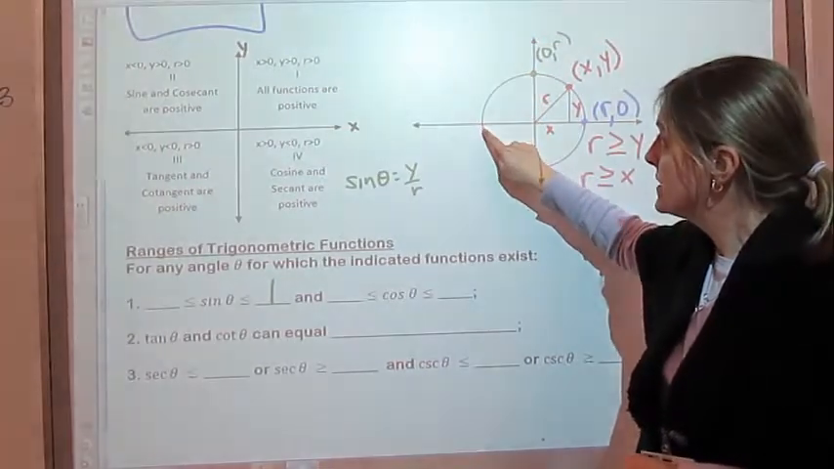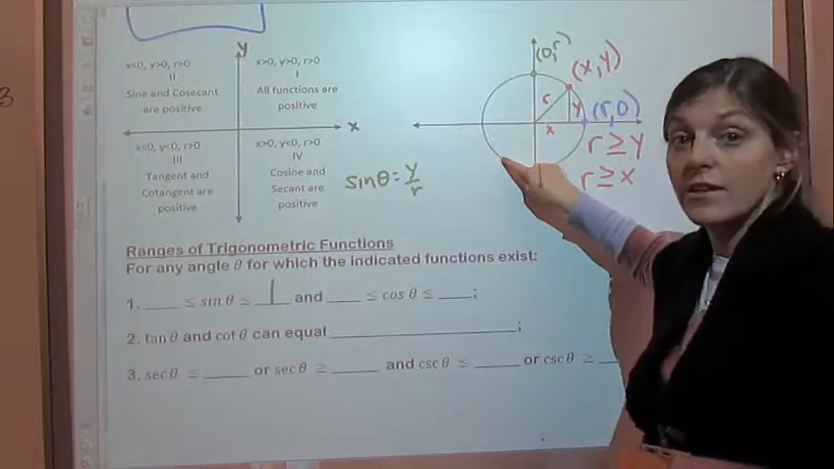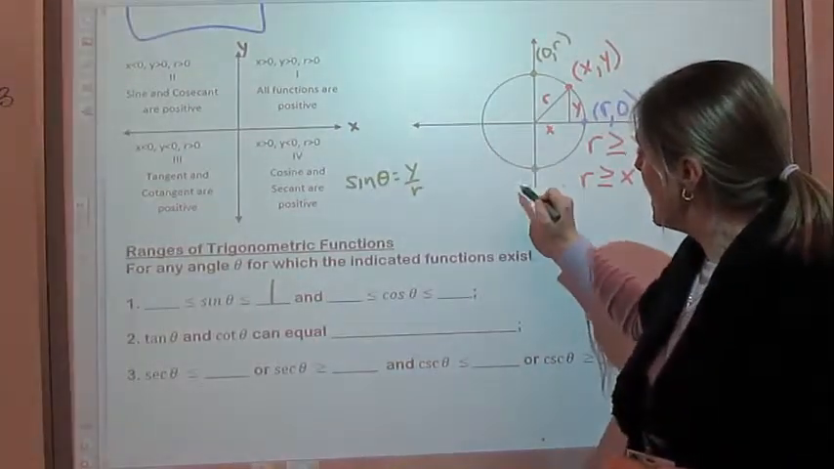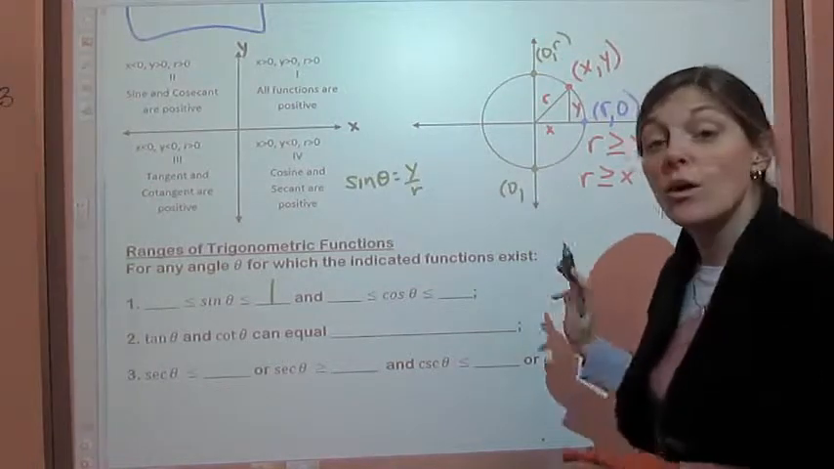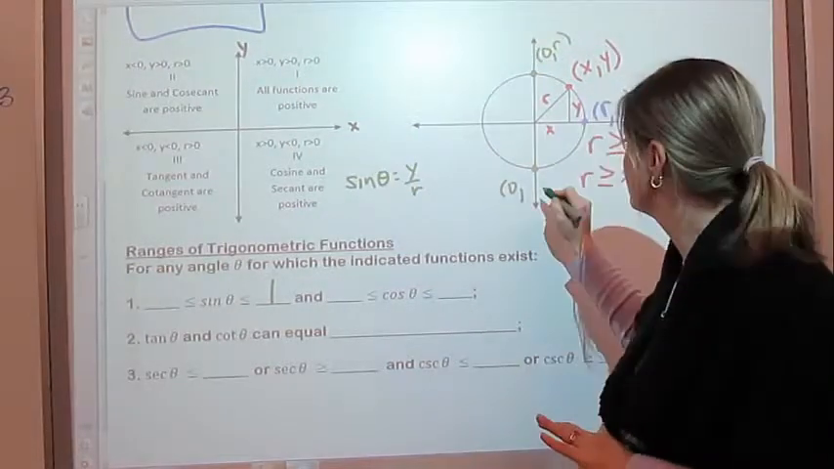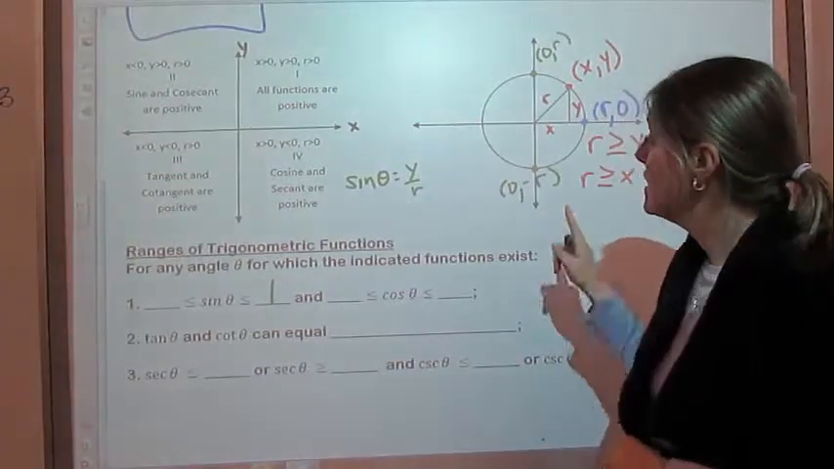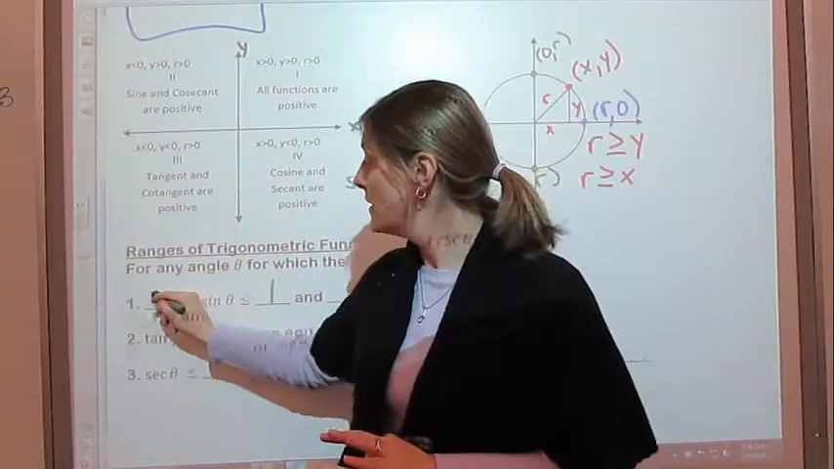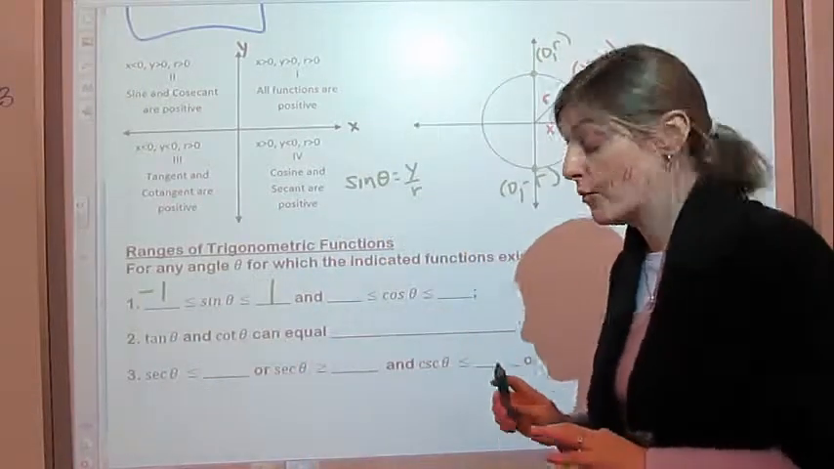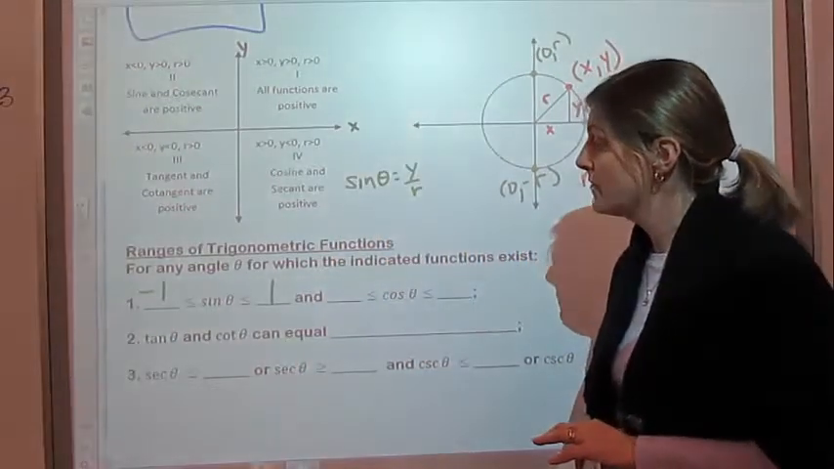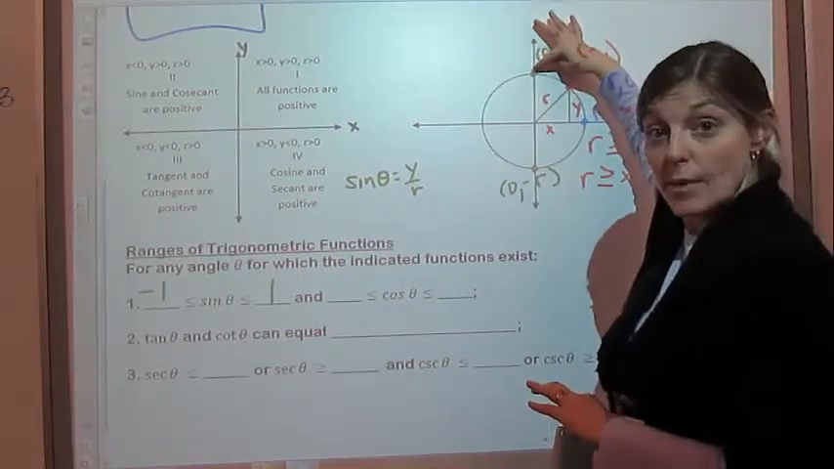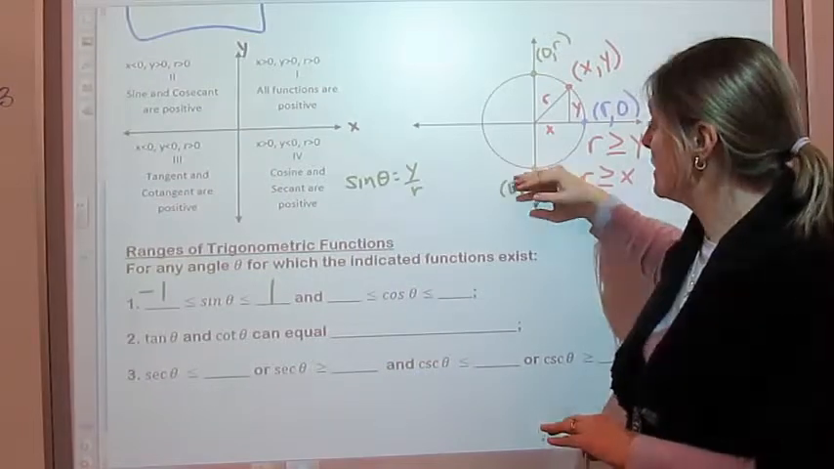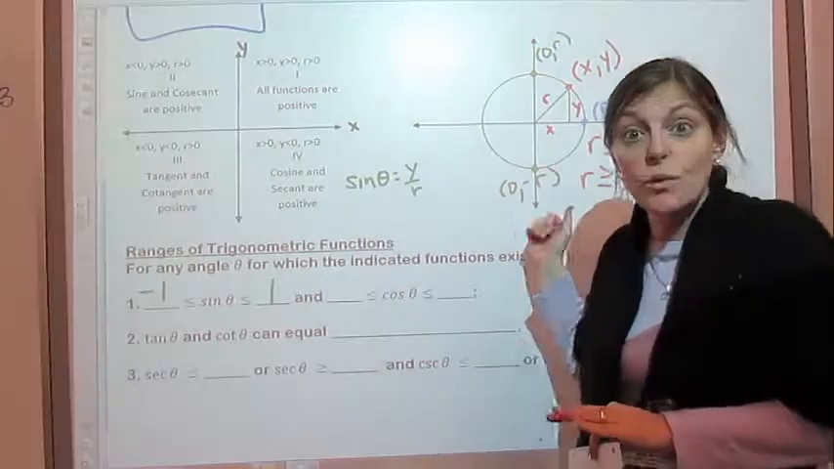And then as you move down here, your sine value approaches -1, because down here you have an x value of 0, but now your y value is -r. So now you would have -r over r, which is -1, and that's the smallest possible value for sine. Again, your largest is up here, which makes sense because that's your highest y value, and your smallest is down here because that's your lowest y value.